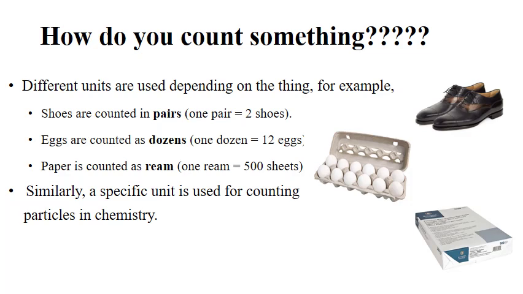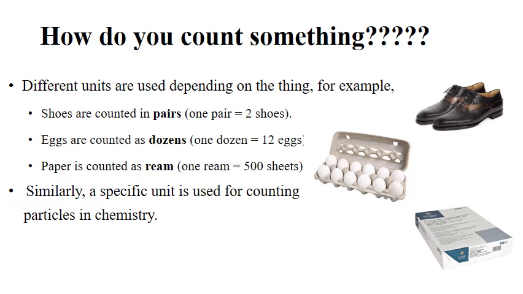Now, before talking about mole, I should talk about how you count particles in daily life. Whenever we are counting anything, we use a unit depending on the thing we are counting. For example, if you are counting shoes, we count them in pairs, in which one pair contains 2 shoes. If we are counting eggs, they are counted as dozens, in which 1 dozen means 12 eggs. Or if you are counting paper, paper comes as a ream, where 1 ream contains 500 sheets.